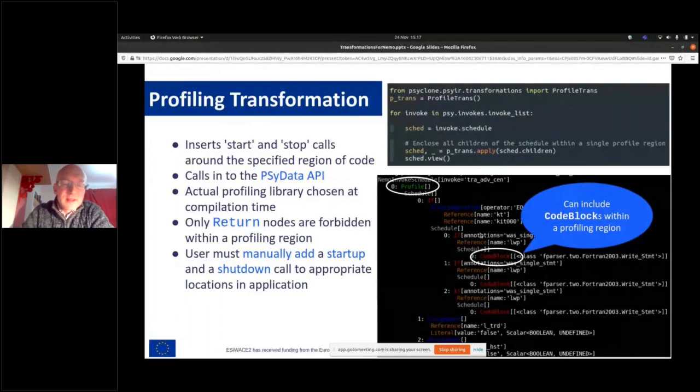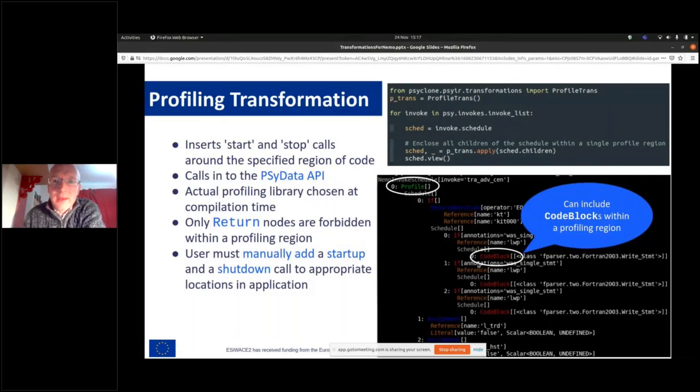So the only thing that is forbidden from being inside a profiling region is the return node, because obviously you don't want to start a timer and then have your code jump out of it with an early return. That would be bad. So return nodes are forbidden. Anything else is allowed. So even code blocks, for instance, are allowed.